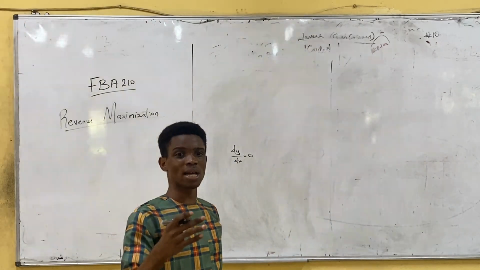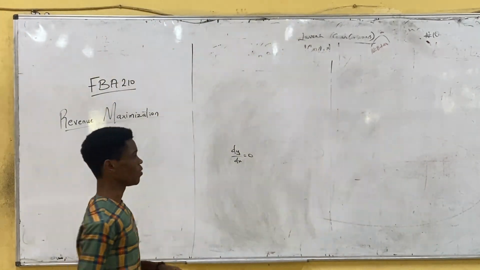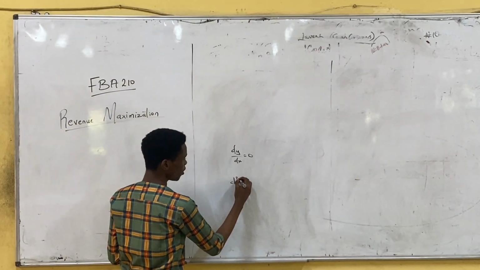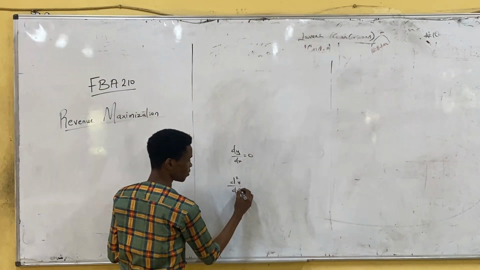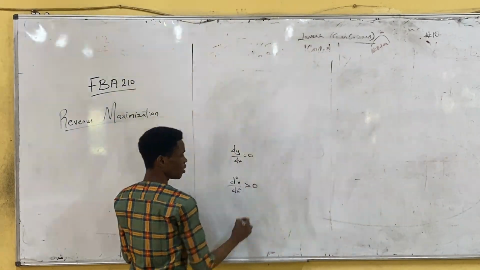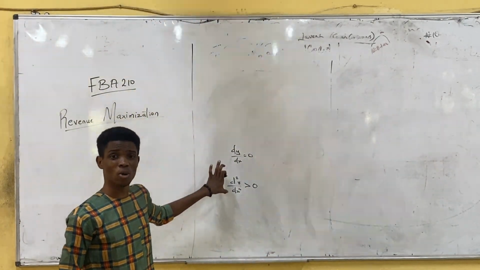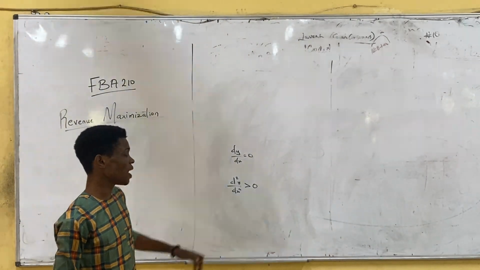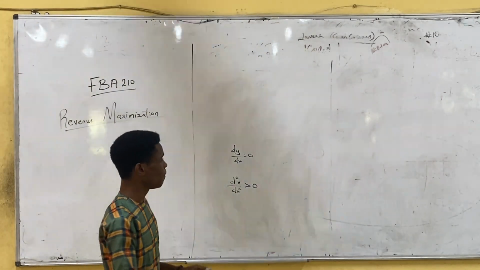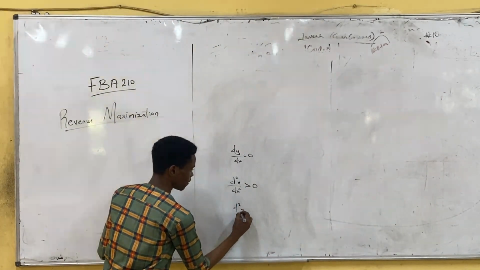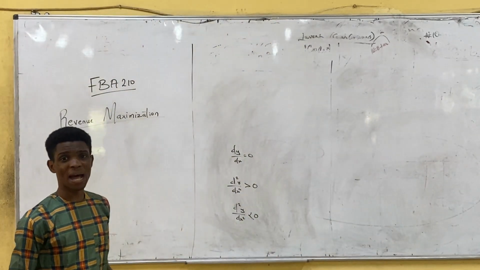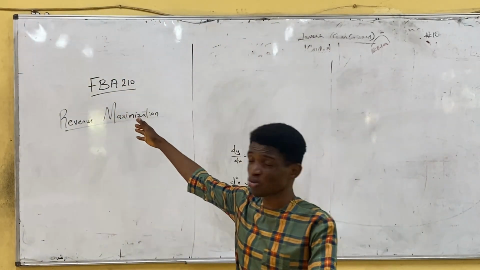Then we go on to state that for your minimum value, d squared y over dx squared is greater than 0. This means that we are differentiating twice. Whenever you differentiate twice and the value you are having is greater than 0, we say it is what? Minimum, right? But whenever you differentiate twice and the value you are having is less than 0, we say it is what? Maximum, right? Same concept also applies to revenue here.